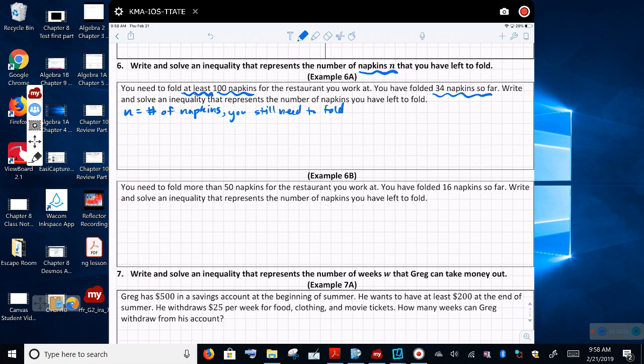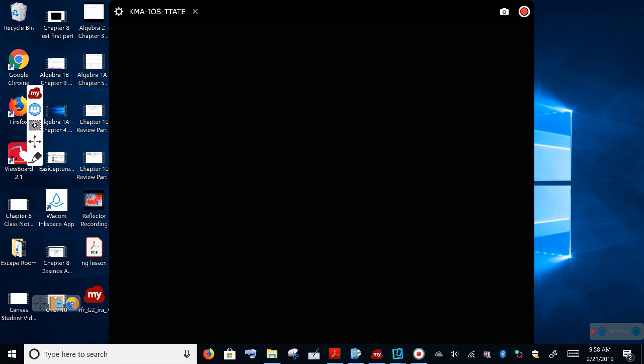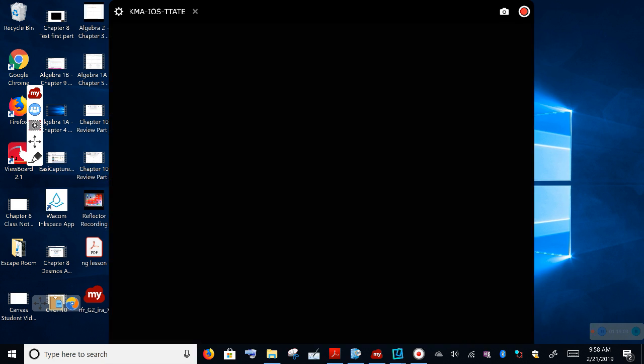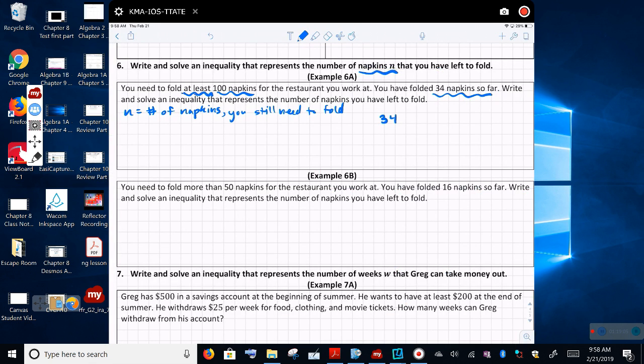So n is the number of napkins you still need to fold. Okay, so you have folded 34, and then the n would represent the number left you have to fold. So we're not going to just completely ignore the 34. You're going to add them to how many more you fold. You need to get to 100. It does not need to be exactly 100. If it wasn't exact, then we would maybe use an equal sign instead.